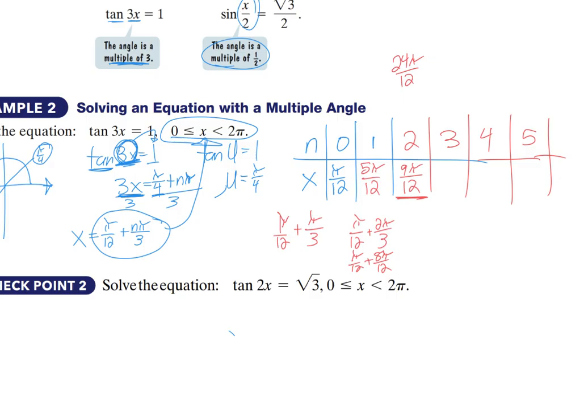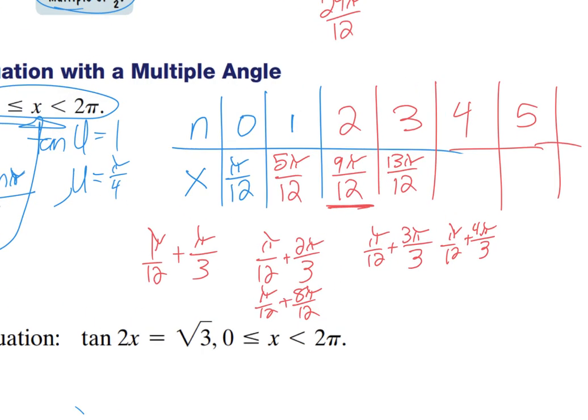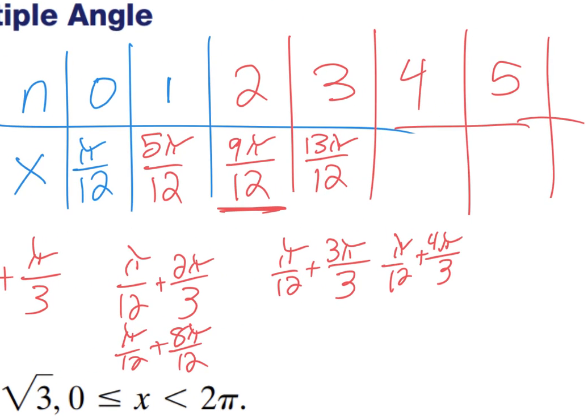So we do this again. Pi twelfths plus 3 pi thirds. Well, that's going to be 13 pi twelfths. And then I'm going to go pi twelfths plus 4 pi thirds. Now let me make a comment here about a pattern that we are seeing. Every time we go up, I'm adding pi thirds, correct? And pi thirds is 4 pi twelfths. So I can know this is going to be 17 pi twelfths.